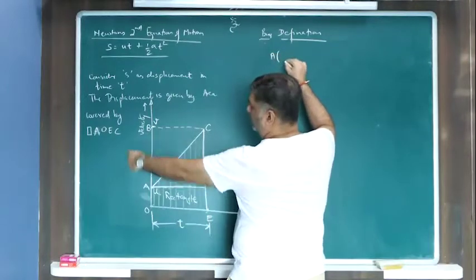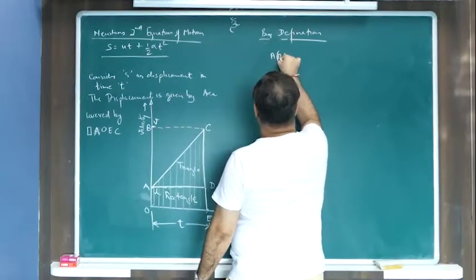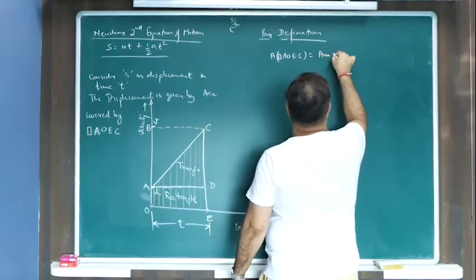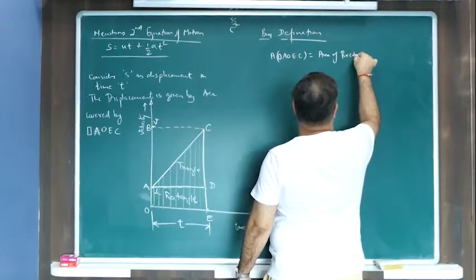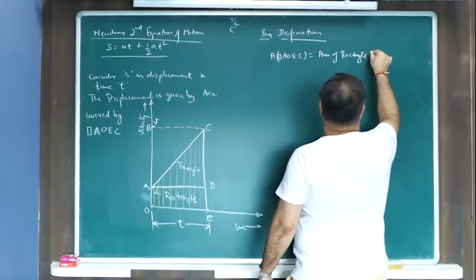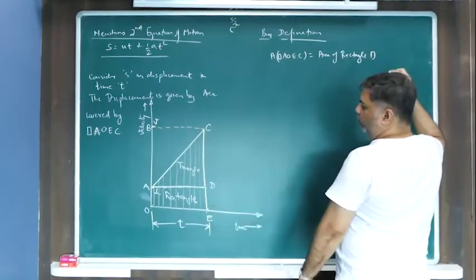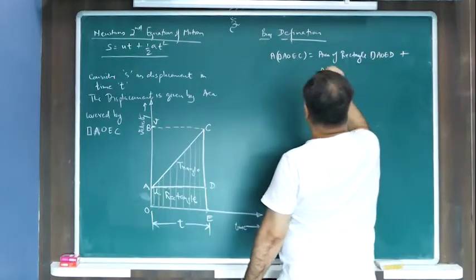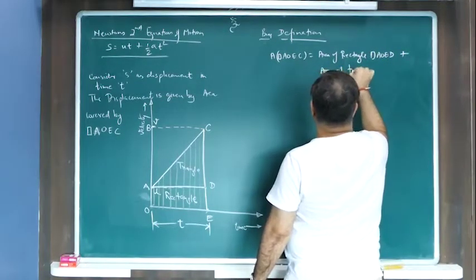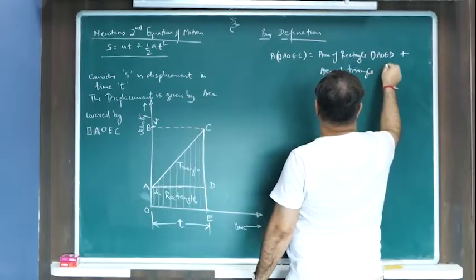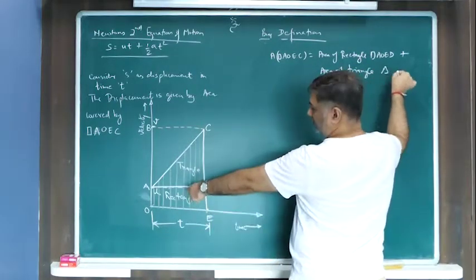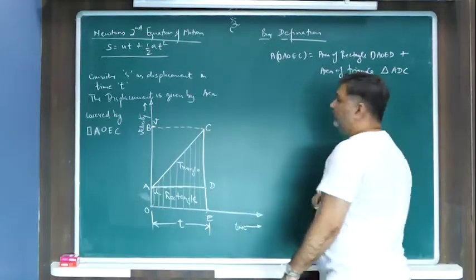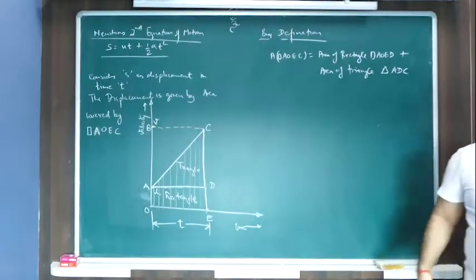Area of quadrilateral AOEC is equal to area of rectangle, which is the quadrilateral AOED, plus area of triangle. And what is that triangle? Triangle ADC. Right? Fine.